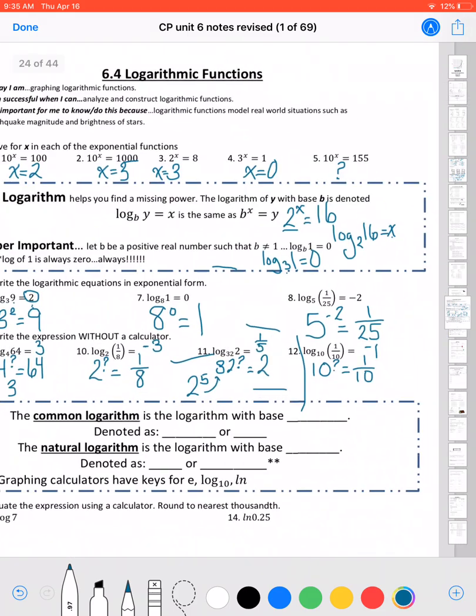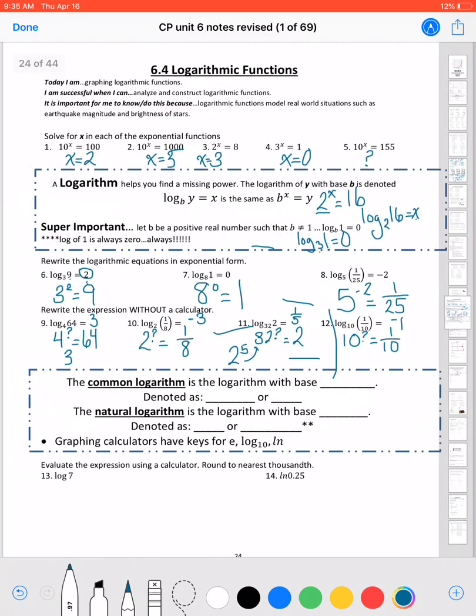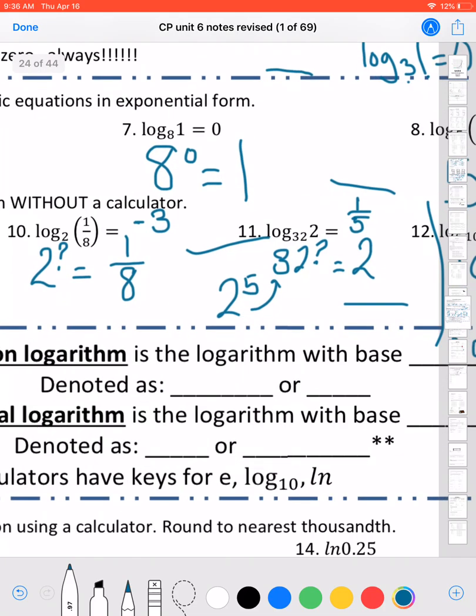Just to go through this, and then I just want to do a little example from Odysseyware that I saw. The common log is with a base of 10. This is typically how you always see it in a calculator. It is denoted as log base 10, like we just saw in number 12. But more typically, especially in a calculator, it's just noted as log.